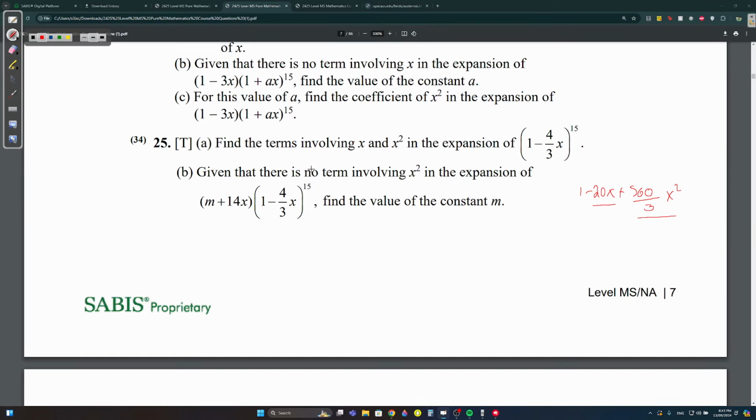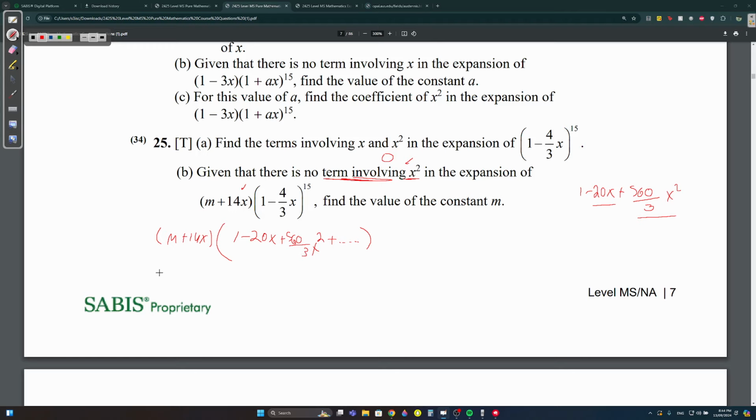For part B, they're saying that there's no term involving x squared, meaning the coefficient of x squared is 0, guys. So it's the same question over and over again. We have m plus 14x, and this we expanded to get 1 minus 20x plus 560 over 3 x squared plus dot dot dot.